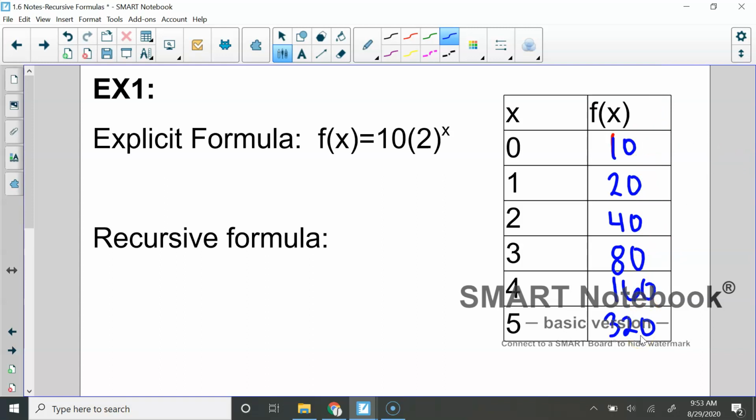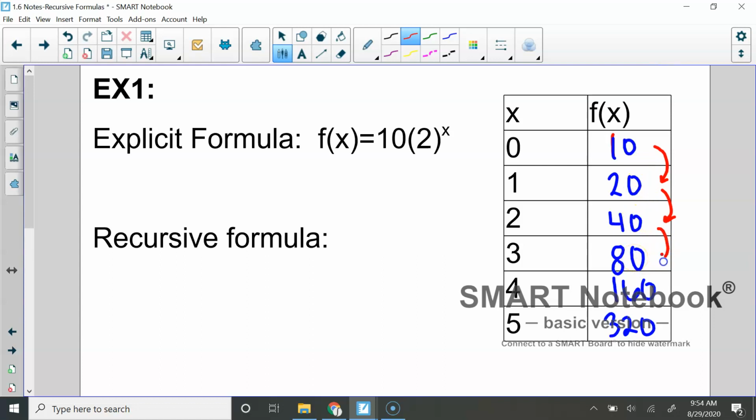Whenever we write a recursive formula, we are not wanting a formula where we can plug in the number of the term, but rather we want to look and see what happens from one term to the next term. So to get from 10 to 20, what could we do? To get from 20 to 40, what could we do? Now we could say here, to get from 10 to 20, we could add 10. However, if we look at the next term, if we add 10 more, we should get 30, which we don't. So adding 10 is not our rule that we're using here.